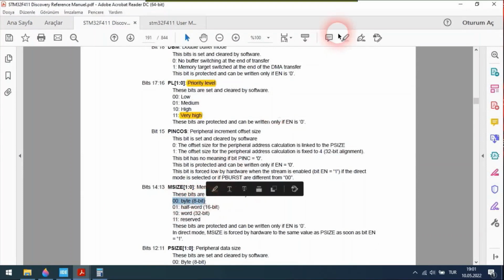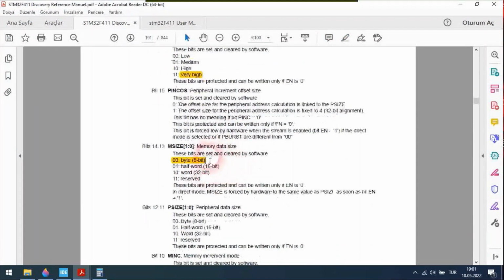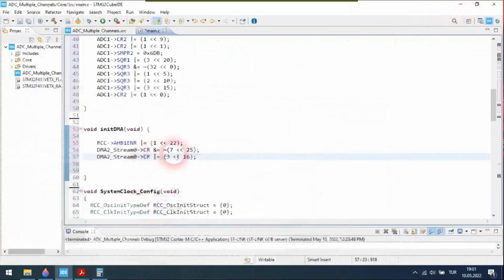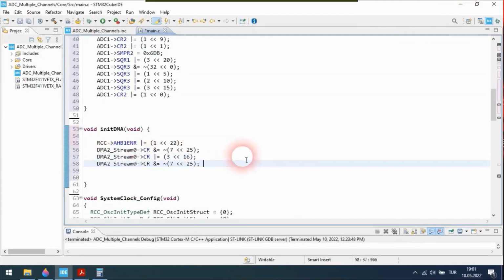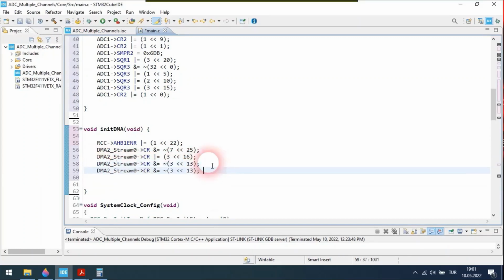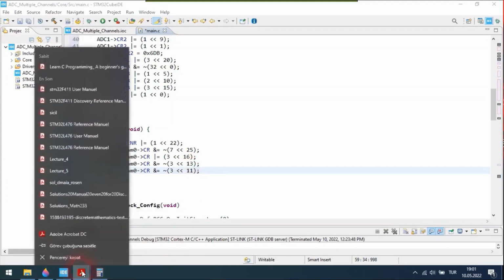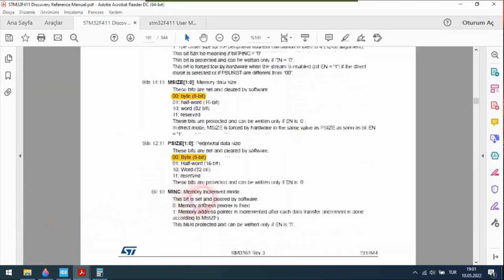Memory data size and peripheral data size. Both are 8 bits. Memory increment mode. We enable it because we put data into array.